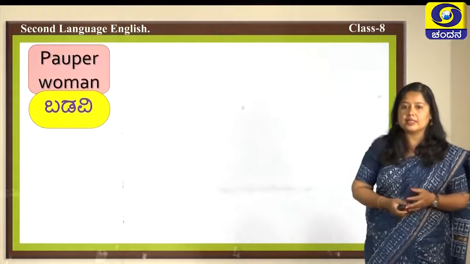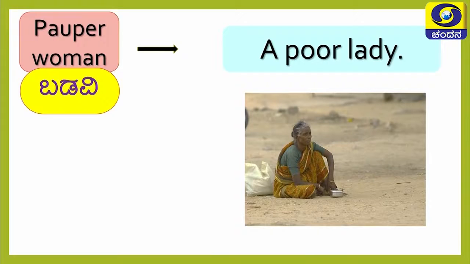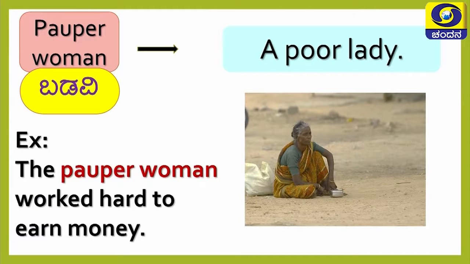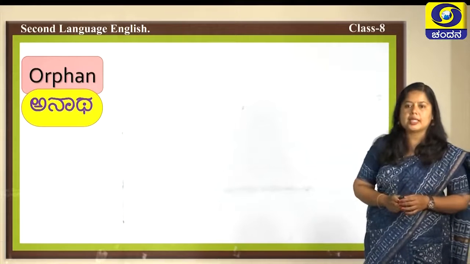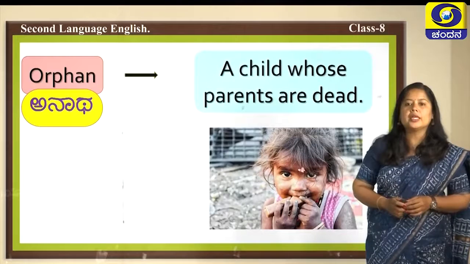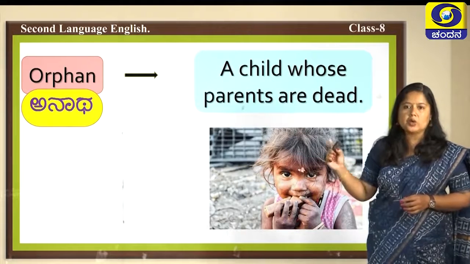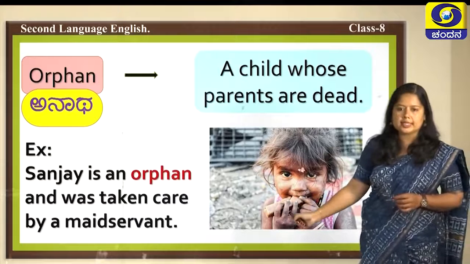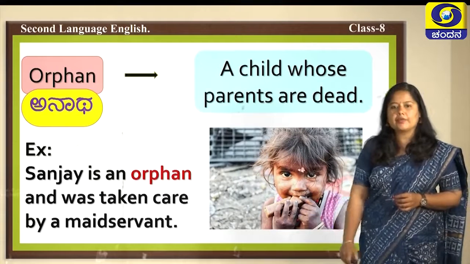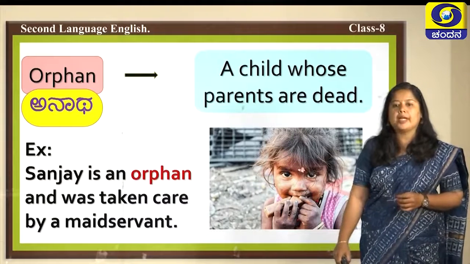Here is a second word, pauper woman, a poor lady. So, an example sentence for you is, the pauper woman worked hard to earn money. Here comes your another word, orphan. So, what is an orphan? Anatha, one who doesn't have parents, a child whose parents are dead. So, this is how it can be used in a sentence. Sanjay is an orphan and was taken care of by a maid servant.